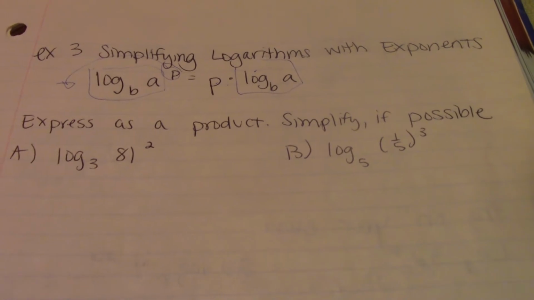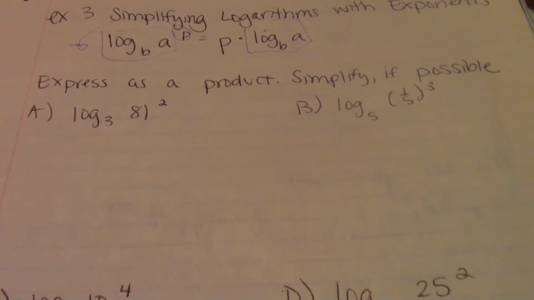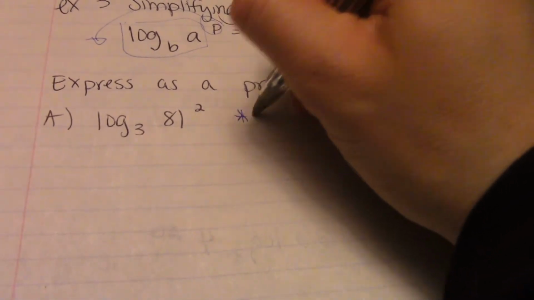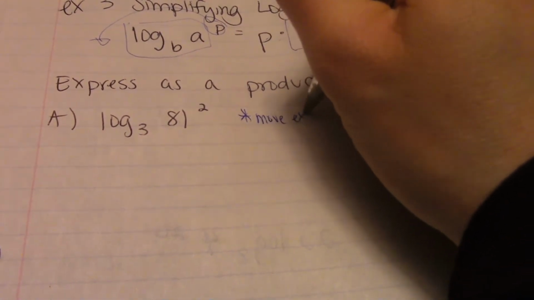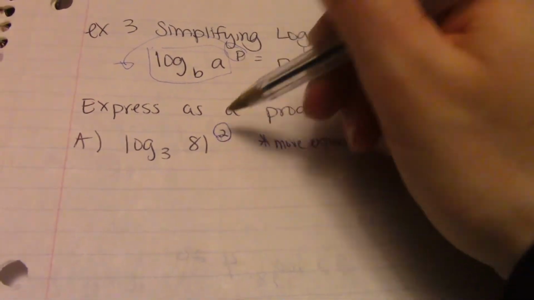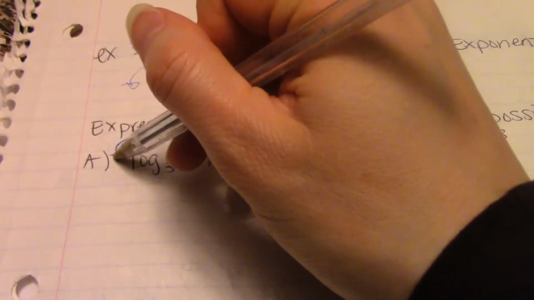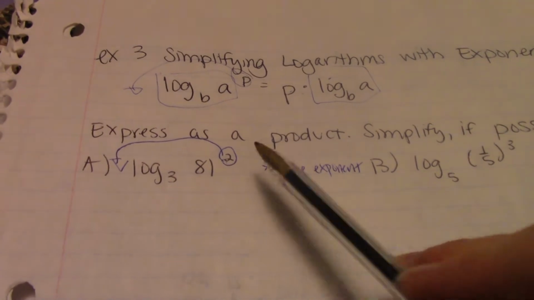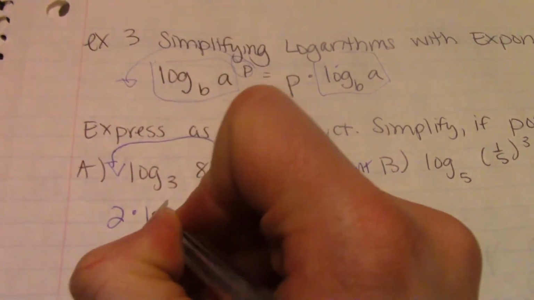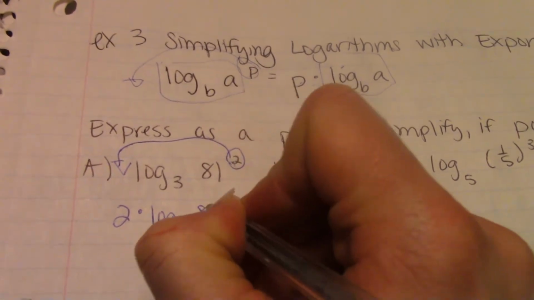So express as a product, simplify if possible. Your first thing you're going to do is move the exponent. So this 2, I'm going to take it and move it right here. We're moving our exponent, that 2 goes up front. So 2 times the log base 3 of 81.